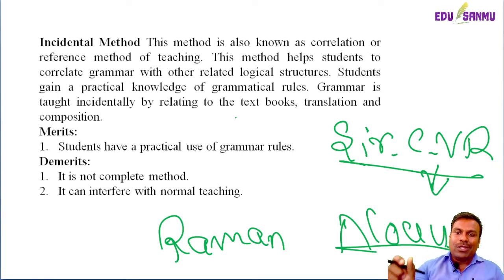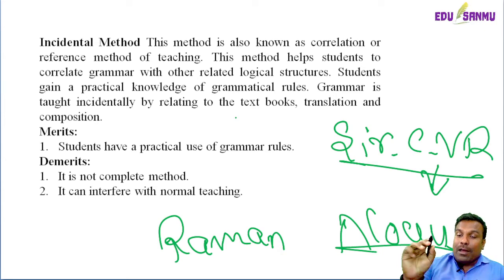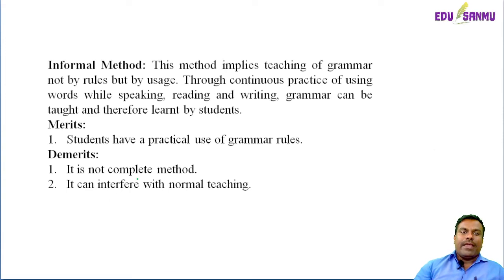So my intention is to teach the Sir C.V. Raman lesson, and along with that I have taught the noun. So it's called the incidental method. Here the students get practical use of grammar rules. It's one of the best methods, because practically the students will know what is the name of that Raman, and like that. Then the demerits: it's not a complete method, it can interfere with the normal teaching, so sometimes it is also not an effective method. The next one is the informal method.